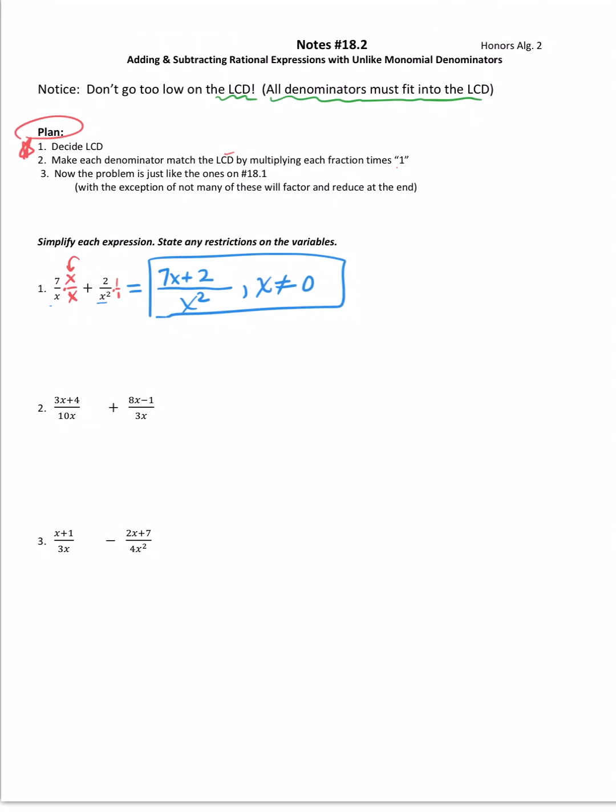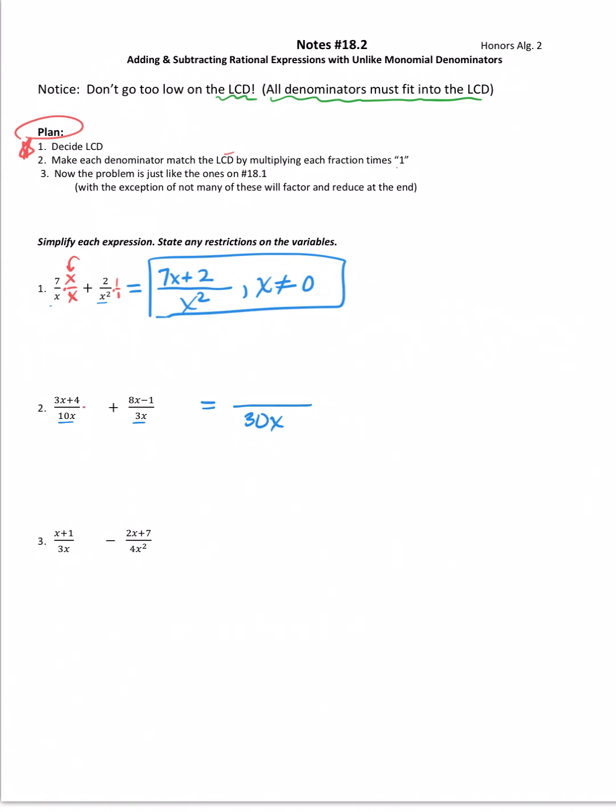Let's look at number 2. 3x plus 4 over 10x plus 8x minus 1 over 3x. All right, so I'm going to give myself a little bit of space here. And let's figure out what does this denominator need to be. Notice, let's do numbers first. 10 and 3, what's the least common denominator between a 10 and a 3? Well, it would be a 30. They both have an x, so let's just put 1x there.